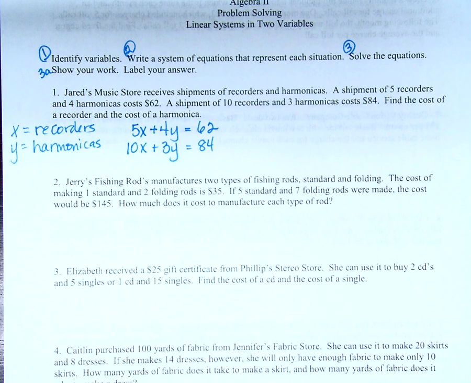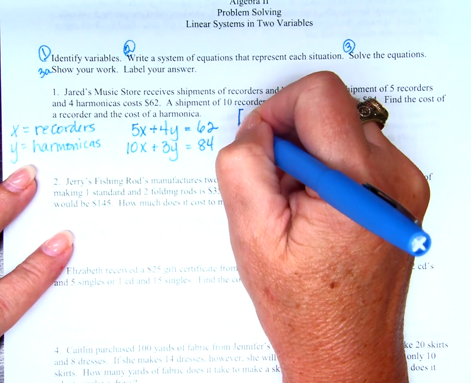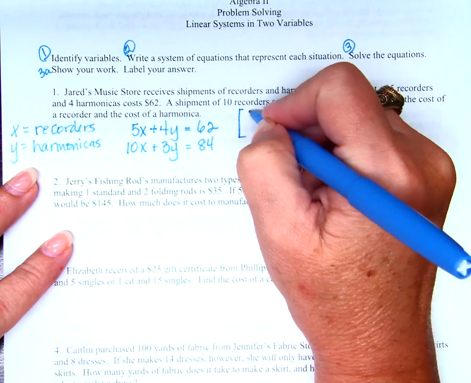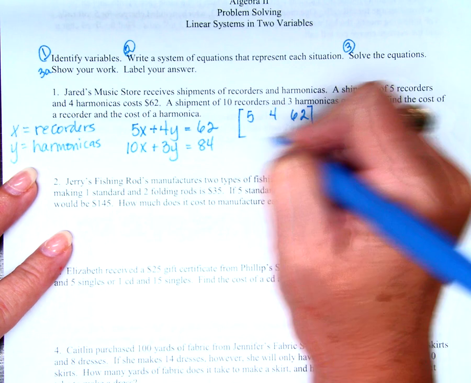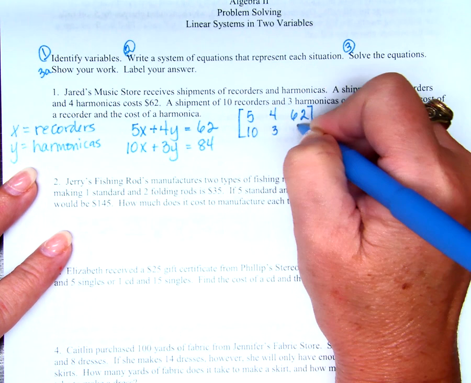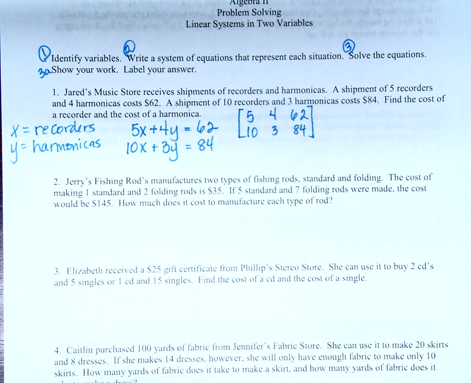My coefficient matrix, right? I have to write my coefficient matrix. What is my coefficient matrix for this problem? 5, 4, 62, 10, 3, 84. Very good. Okay? And then I take out my calculator. Let it do its magic, right? It does its magic for me.